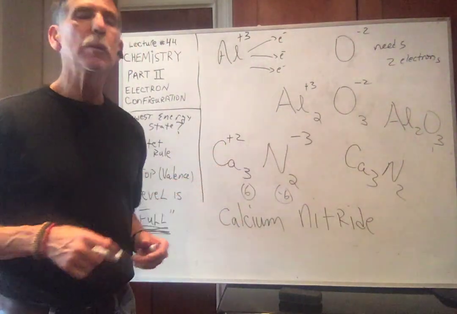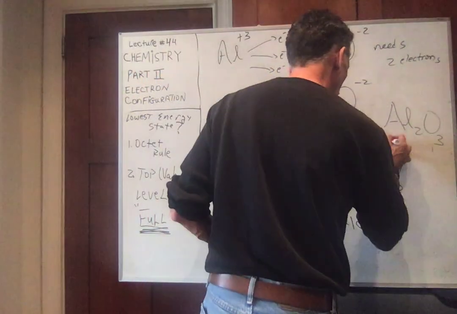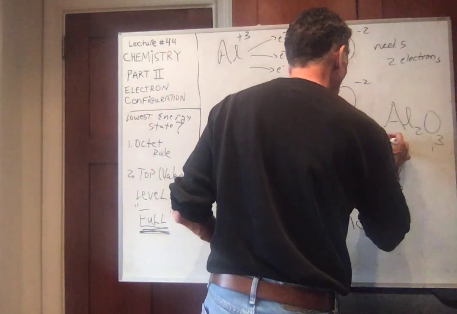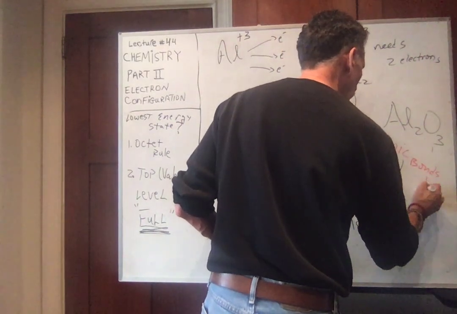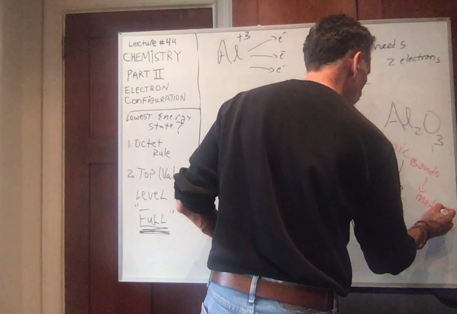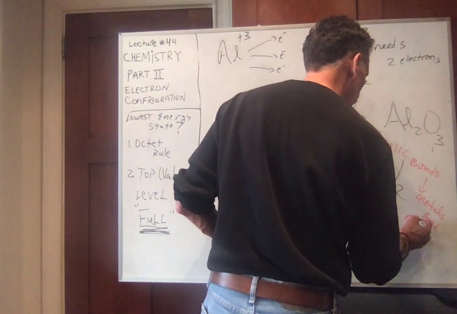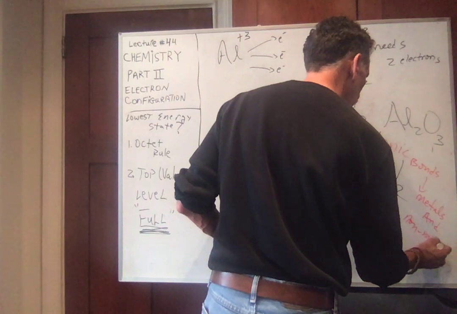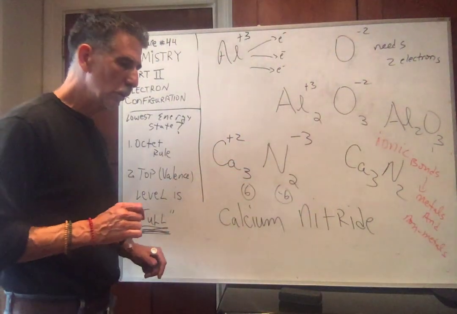And these are examples of ionic bonds. Ionic bonds, remember, are between metals and nonmetals. Once again, we're only looking at the A groups. All right?